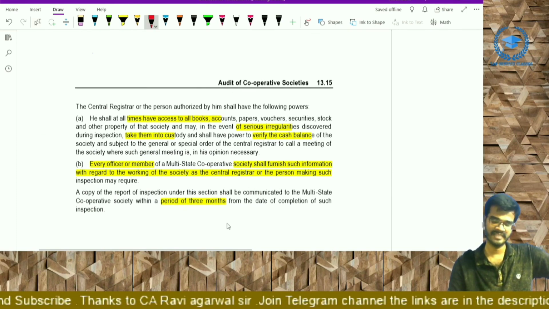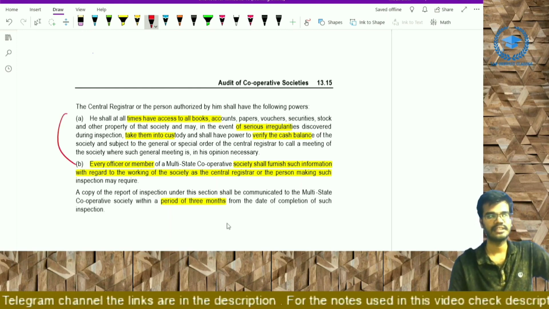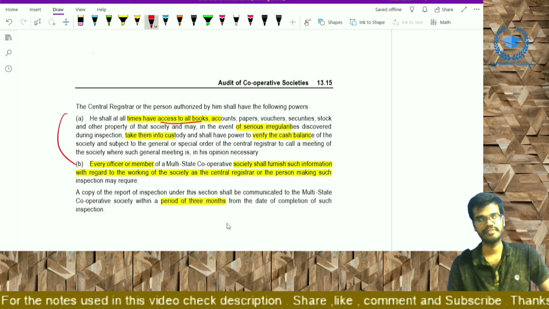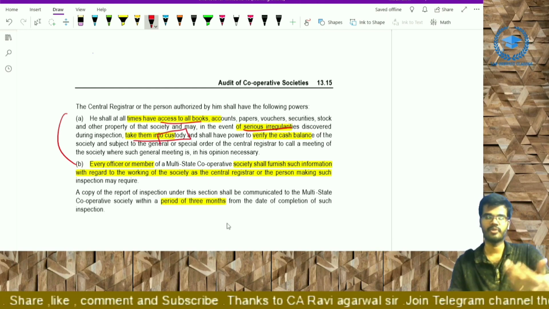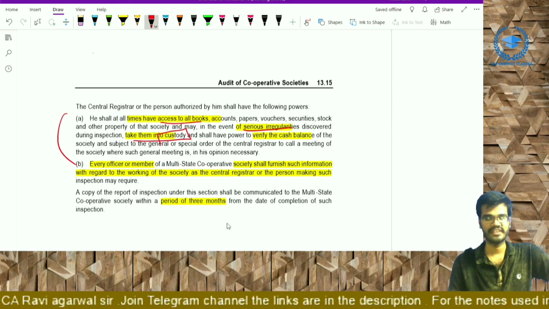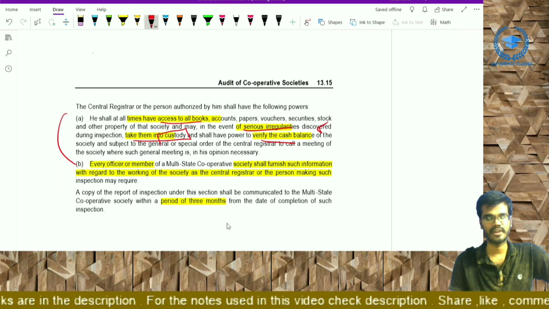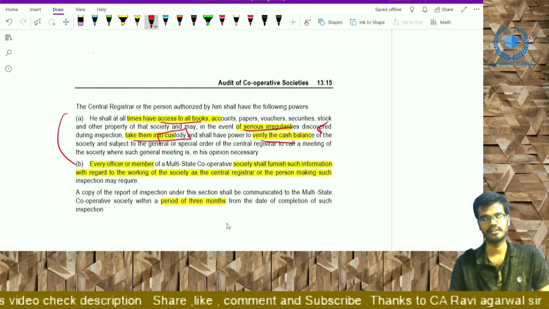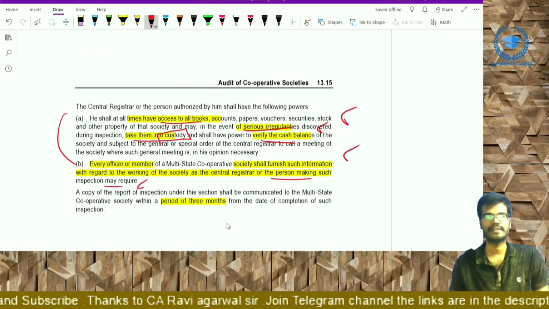But the person appointed for the inspection has some powers. What are the powers we'll discuss here? He can have access to the books of account. The same power is there, but if he finds serious irregularities, he can take the books into custody. Also, the inspecting person has the power to verify the cash balance of the society. These are the 2 points. And the next point is every officer and member of the society shall furnish such information to the inspector who has been appointed, as the person making the inspection may require. These are the powers of the appointed inspector.